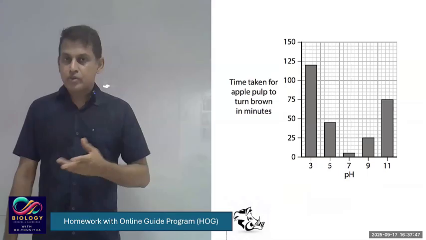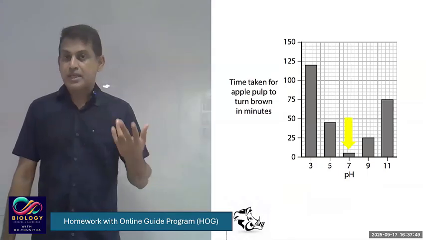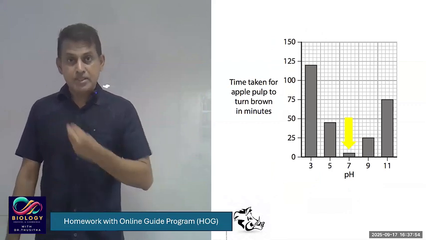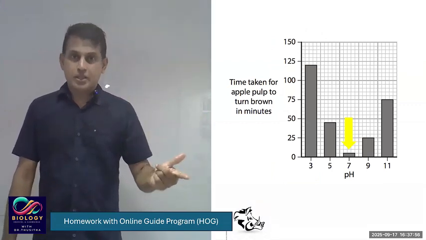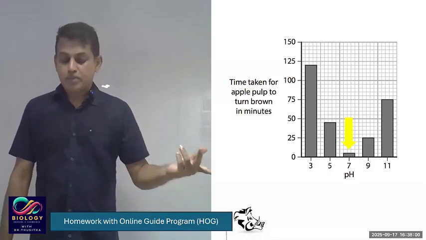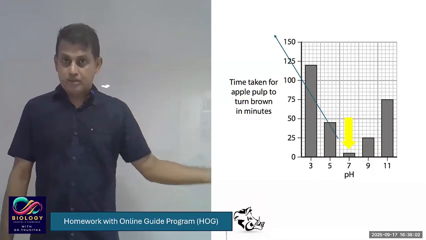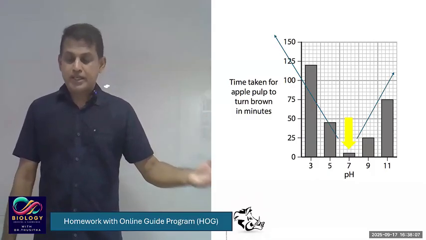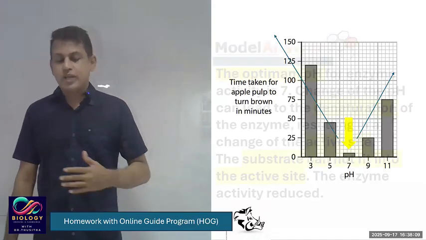Now, if you look at this graph, the optimum pH is 7 because rate of reaction is the highest. Enzyme activity is the highest. It quickly changes color because the enzyme works quickly. So then pH is the optimum. But if you go to the low pH, more time is taken, and at higher pH, more time is taken.